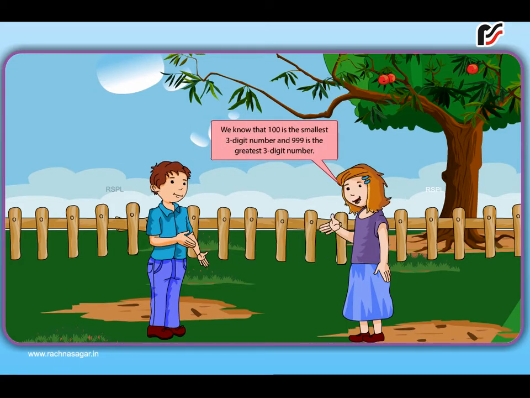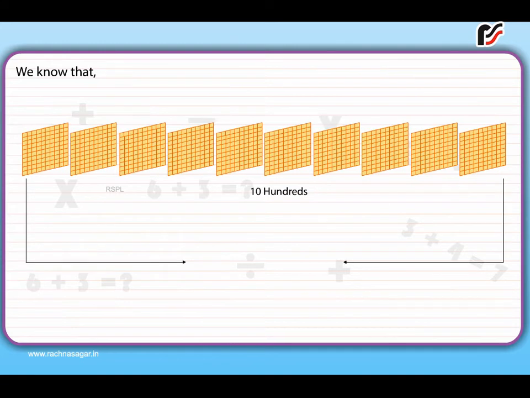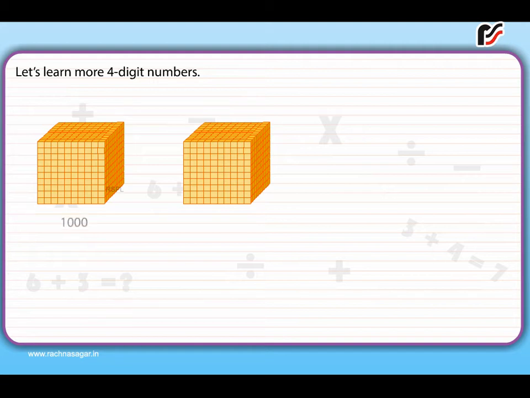We know that 100 is the smallest 3-digit number and 999 is the greatest 3-digit number. When we add 1 to the greatest 3-digit number, we get the smallest 4-digit number as 1000. We know that 10 hundreds make 1000. Let's learn more 4-digit numbers.